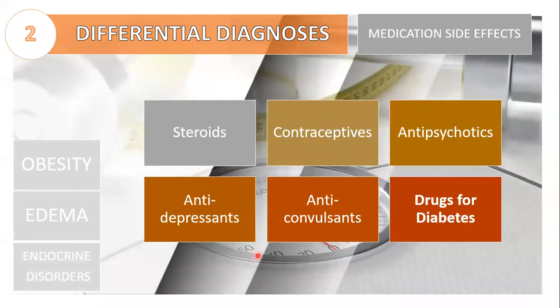Next are the different medications related to weight gain as its side effect. This can be observed in patients taking steroids, contraceptives, either oral or injectables, antipsychotics, antidepressants, and anticonvulsants, and drugs for diabetes, like insulin, sulfonylureas, and pioglitazone.